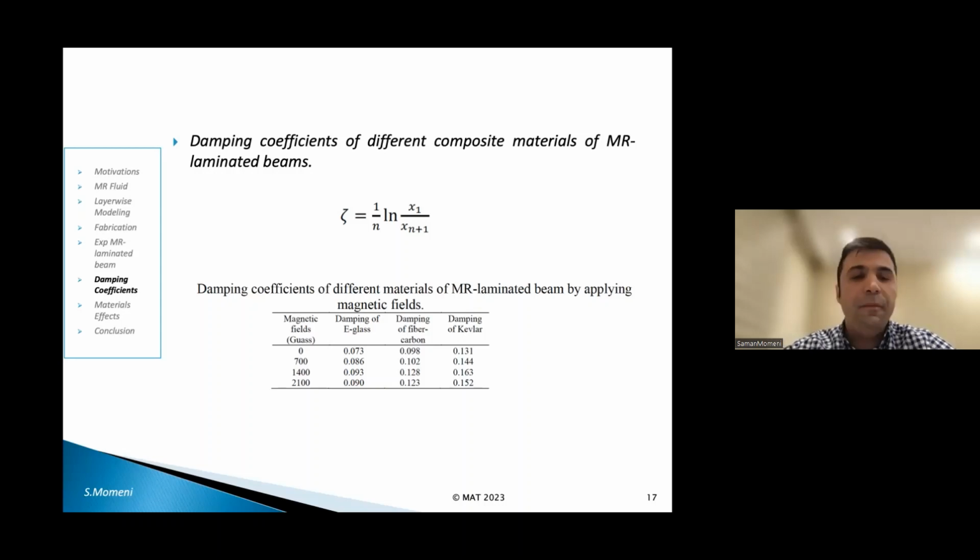But beyond this value, the damping coefficients for all materials started to decrease, because after 1,400 Gauss, the molecules of MR fluids have started an unpredicted behavior.